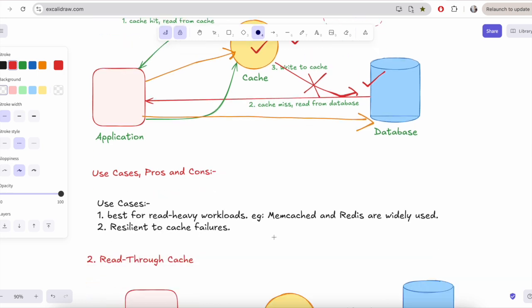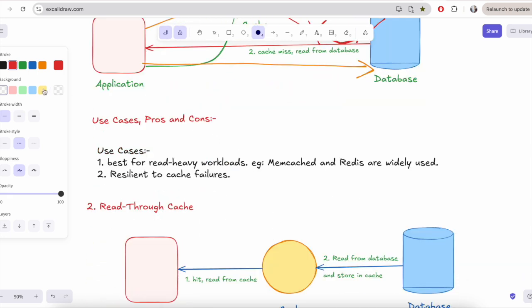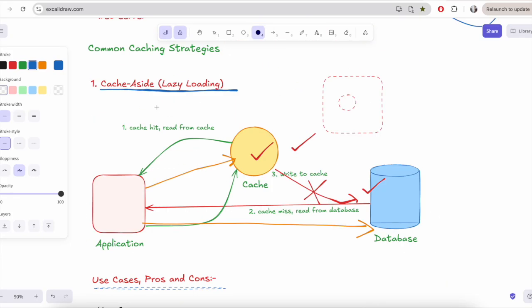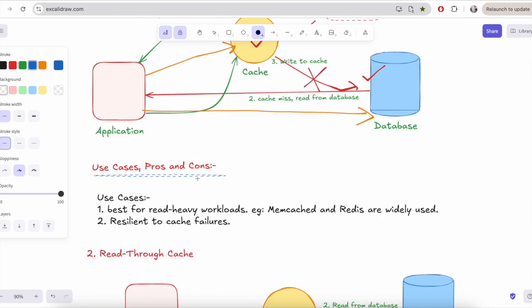Now let's move to the use cases, pros and cons. It's best for read heavy workloads, like a product catalog or user profiles. In that case, cache aside or lazy loading is best. Memcached and Redis are widely used. It's resilient to cache failures.